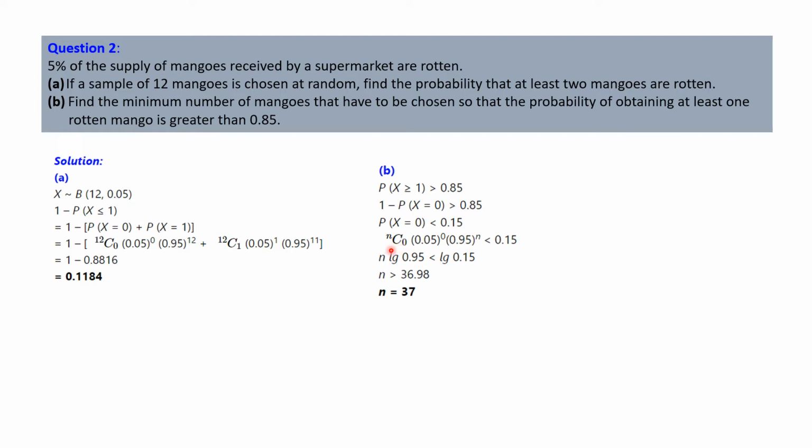So by using the formula nCr, where r is equal to 0, p equal to 0.05, and q equal to 0.95, we substitute into the formula and we will have the inequality like this. So we know that nC0, for any value of n, is 1, and 0.05 to the power of 0 is also 1. So we are left with 0.95 to the power of n is less than 0.15. In order to solve this inequality, we have to use logarithm.